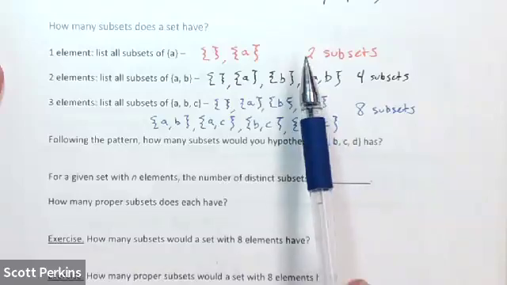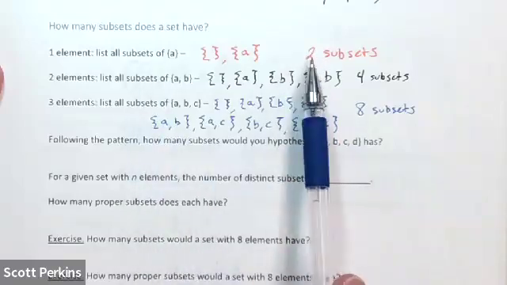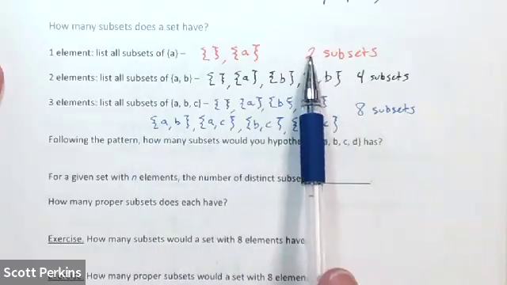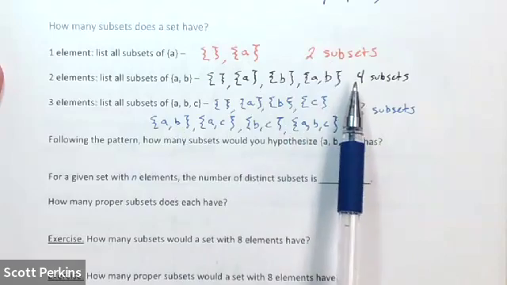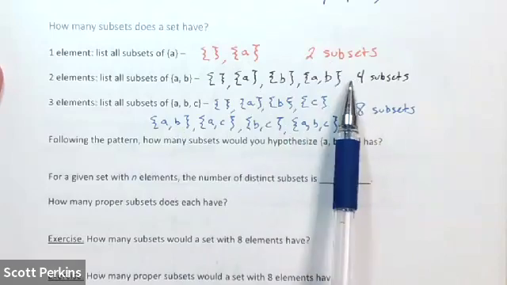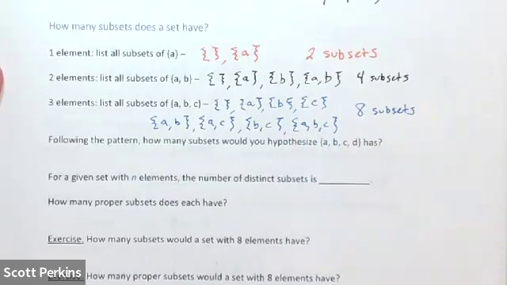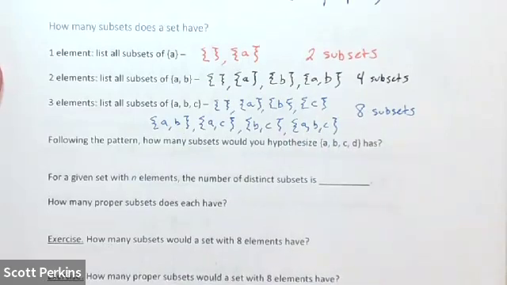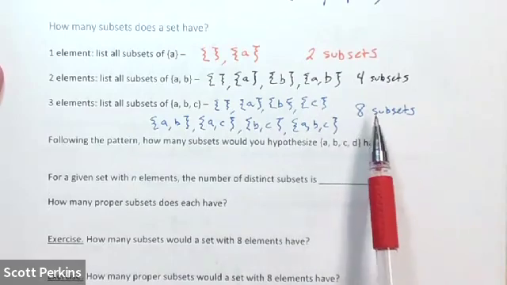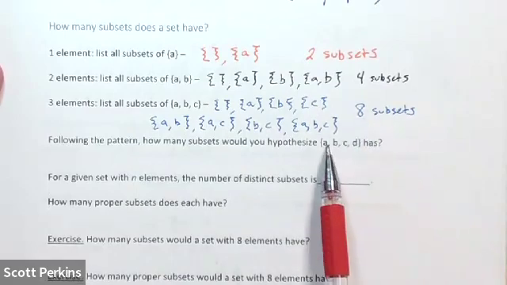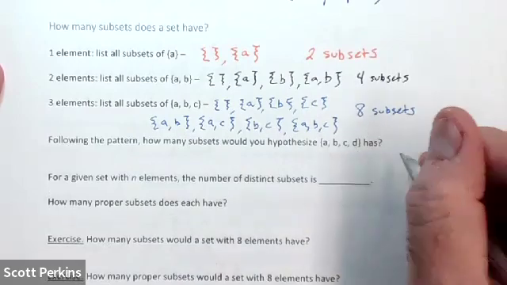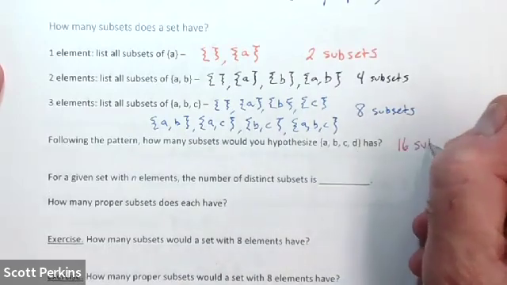Yeah, to go from one element to 2 elements, what happened to the number of subsets? It doubled. To go from 2 elements to 3 elements, what happened to the number of subsets? Doubled. So if your life depended on it, which it does not, but if it did, how many subsets would you guess now when I have 4 elements? Yep, that's exactly right. There'd be 16 subsets.